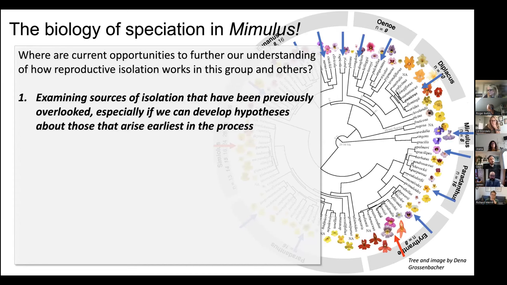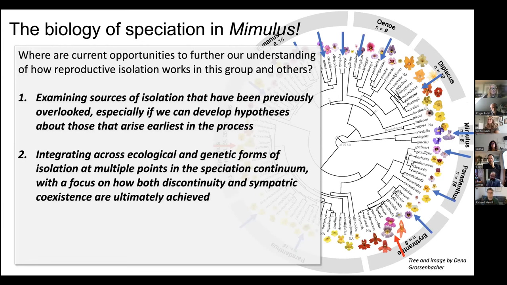Where do I think the current opportunities are to advance our understanding of how isolation works in this group and obviously others? I think there are a lot of forms of isolation that we're overlooking. If we're more careful about examining forms of isolation, we can probably expand our knowledge of speciation quite a bit more than by updating the way that we calculate isolation, especially when we can develop hypotheses about which barriers we think will arise earliest.